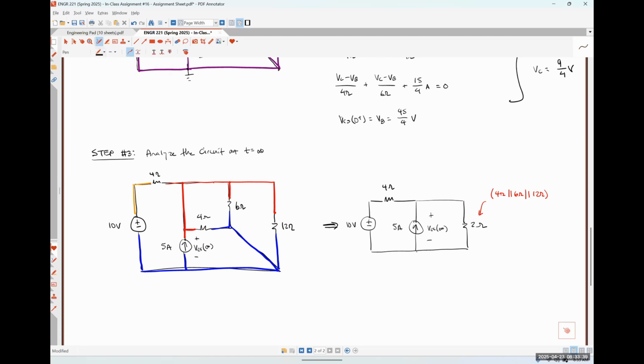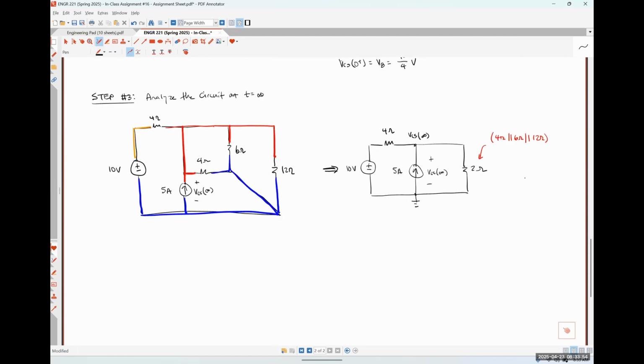So I'm just going to treat this bottommost node right here kind of as if it's ground. And I'm going to call the voltage here at this node VCS at infinity. It is the only unknown voltage in my system. So if I apply KCL here, I would have VCS at infinity minus 10 volts over 4 ohms minus 5 amps plus VCS at infinity over 2 ohms is equal to 0. And I've got a one equation, one unknown system to solve.